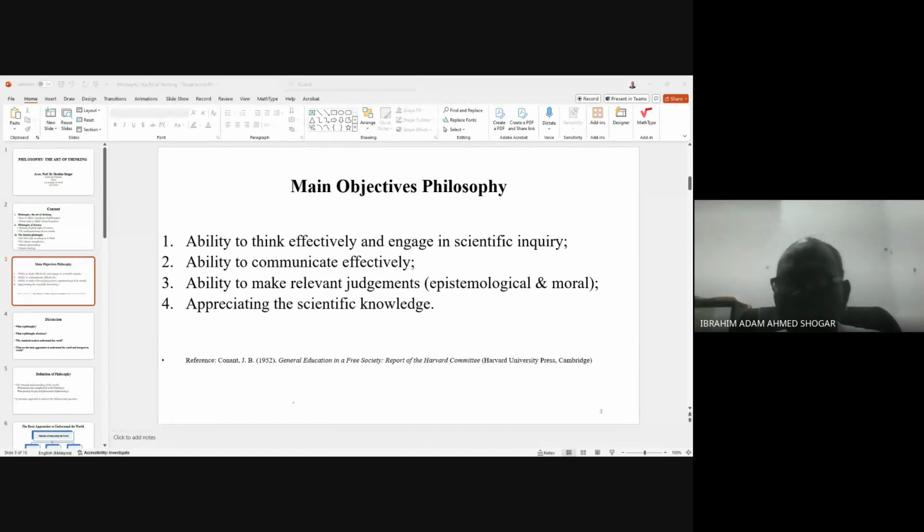Okay. So moral issues are very important. You have the ability to make right judgment, but of course, for us, the judgment comes from Allah Subhanahu wa Taala. Then the last one is appreciating scientific knowledge. Of course, if you have a good philosophical mind, then you are able to engage in scientific inquiry.